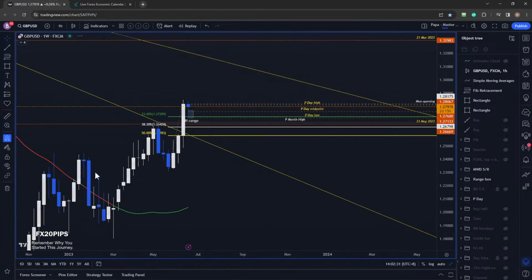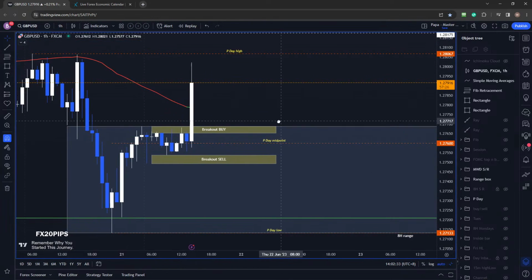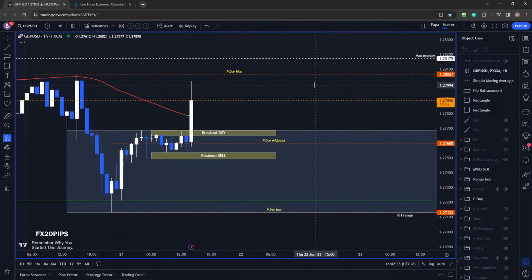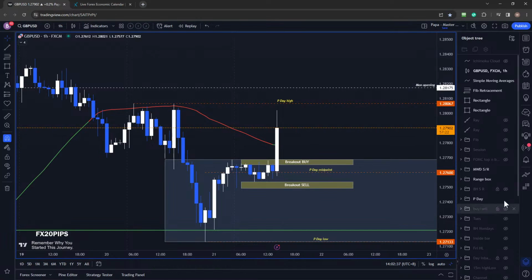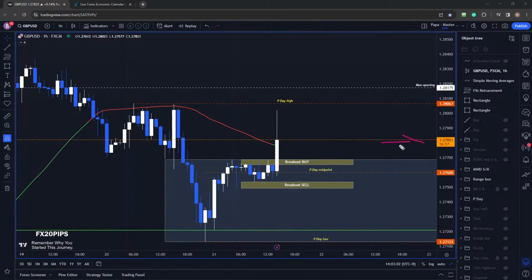Okay, let's go to the 1 hour. Immediately it went above the breakout buy. As you can see, we just drew the breakout buy price with the news. It went up to almost the previous high. You need to take note of how high this will go. Okay, we still got 56 minutes of this candle.